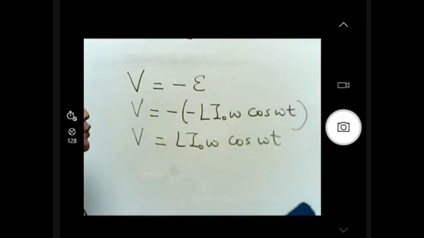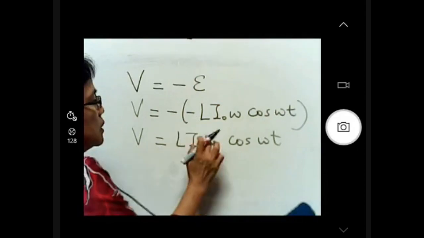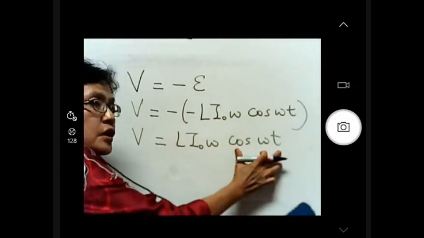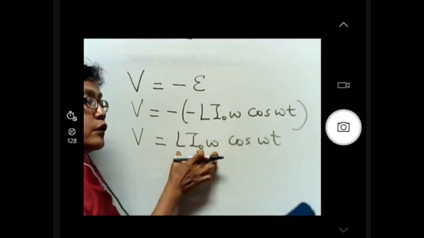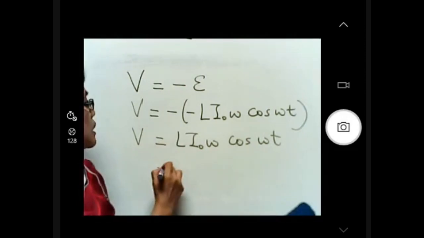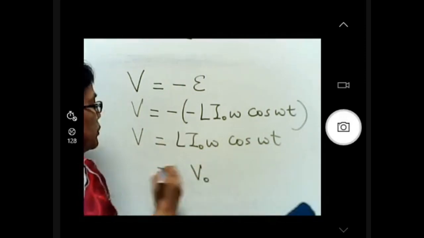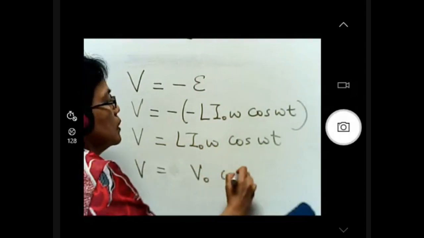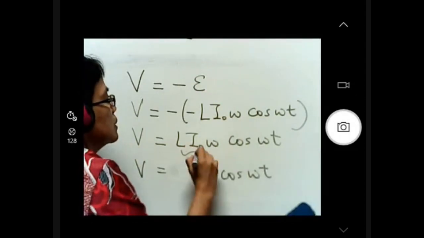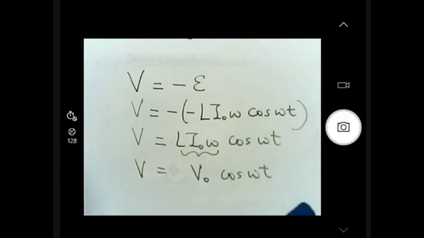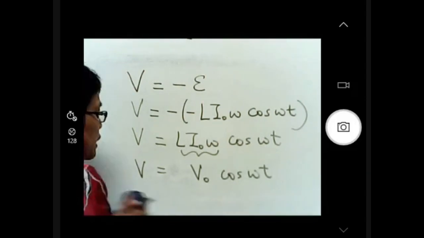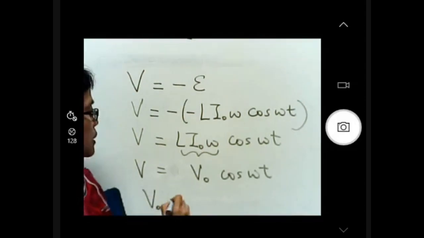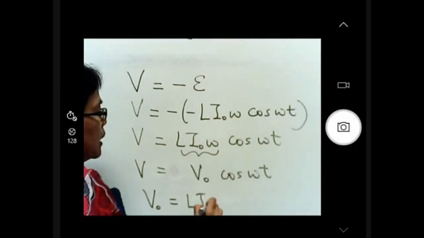As we say here, the quantity in front of a cos function is always the maximum value for this quantity. So this will be V naught, peak voltage, cos omega t. So what did you get? We conclude that V naught here is equal to L I naught omega.